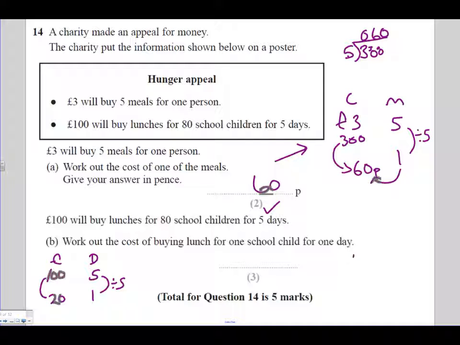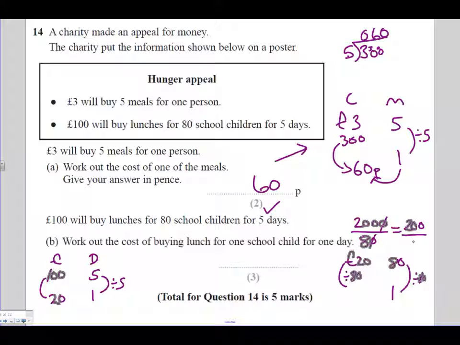Now the £20 is for 80 school children, and we want to know what one meal costs. So we've got to divide both sides by 80. Now, rather than £20, it's going to break down into pence. So £20 is 2,000 pence, and we're going to divide it by 80. Now, when you're doing division, you can cancel those zeros off and still get the same numbers. So in effect, we're going to divide 200 by 8, and we need some system to show that.